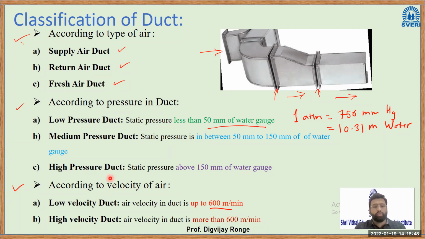Third is according to velocity of air. A low velocity duct is one where air velocity in the duct is up to 600 meters per minute. In a high velocity duct, the velocity is higher than 600 meters per minute. So this is a general classification of duct.